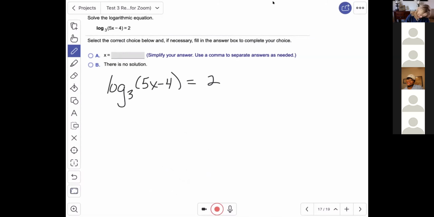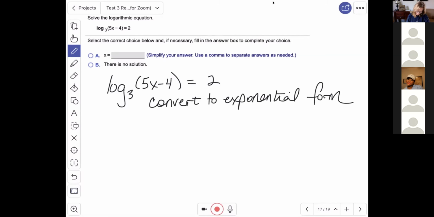You have to convert, right? Convert to exponential form. And remember how we do that. You start with the base 3 and you do 3 to the 2 equals, you just do a counterclockwise. 3 to the 2, 4. So just make sure you don't just drop it and get 5x minus 4 equals 2. That's wrong. But you're left with something nice and simple, pretty easy to solve.